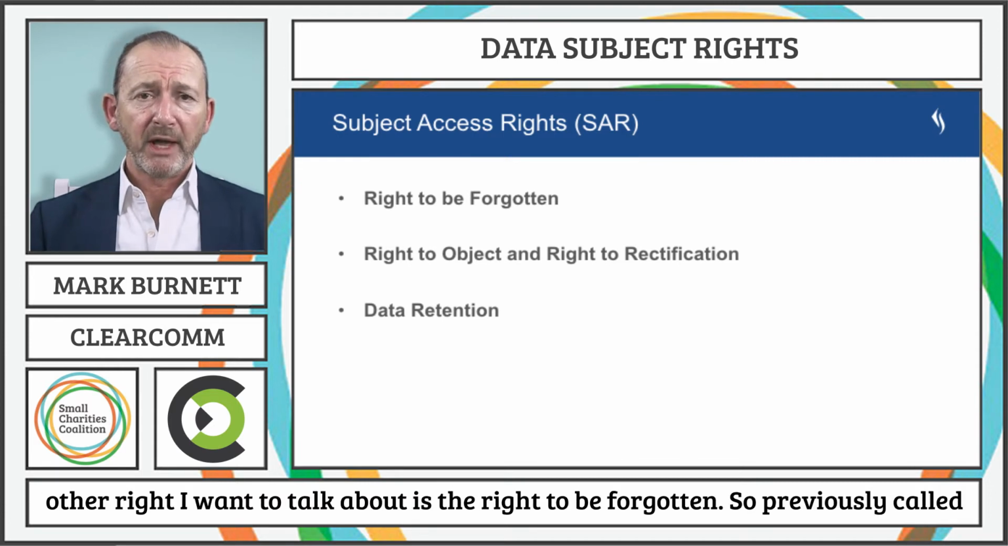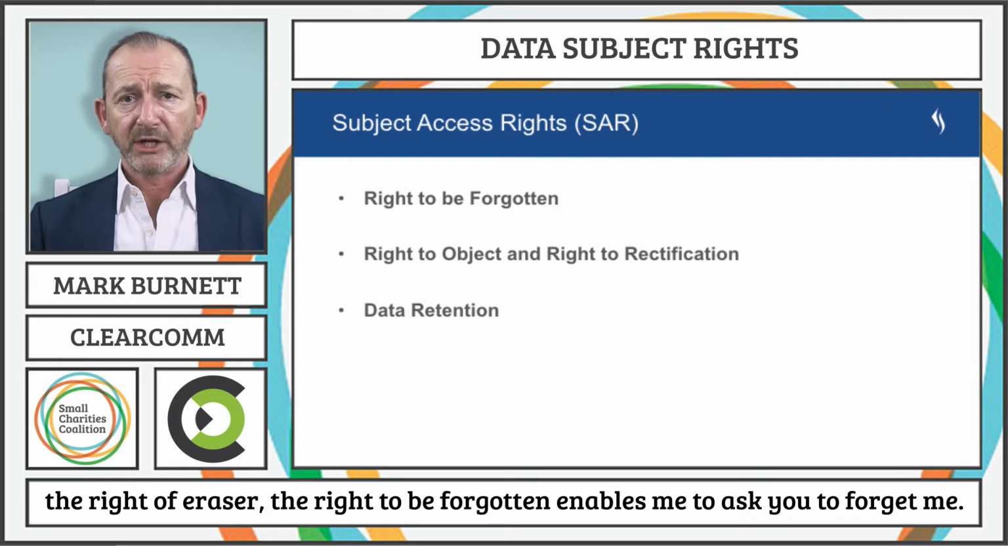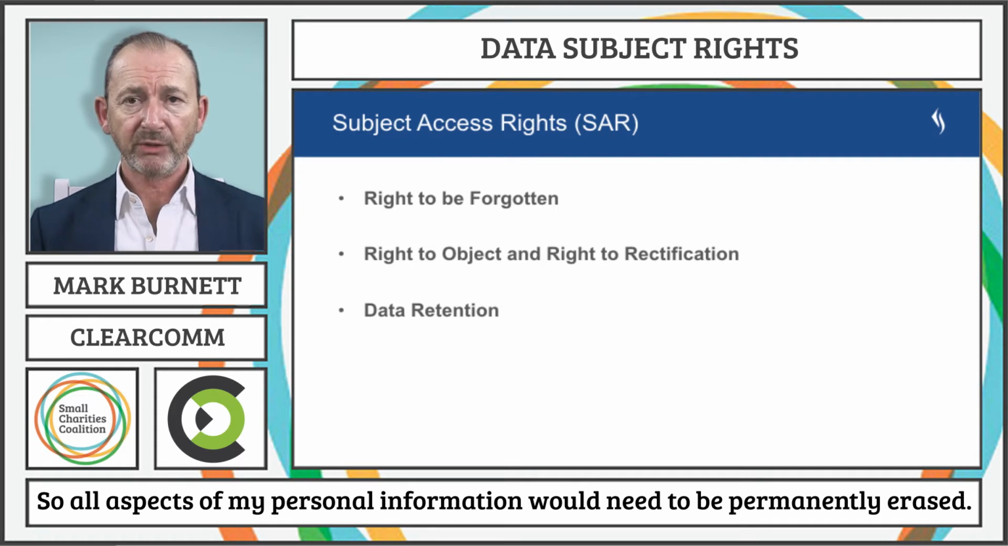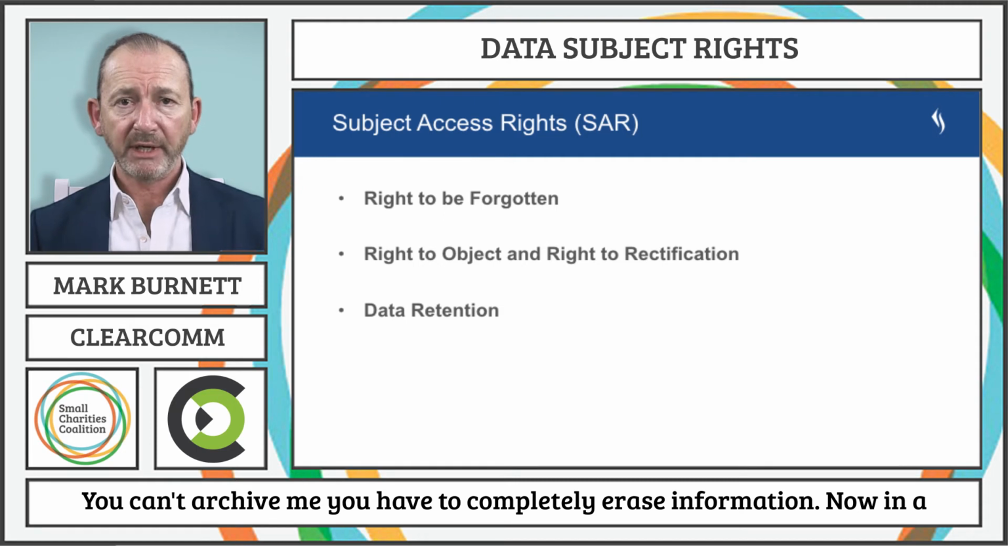The other right I want to talk about is the right to be forgotten. So previously called the right of erasure, the right to be forgotten enables me to ask you to forget me. So all aspects of my personal information would need to be permanently erased. You can't archive me, you've got to completely erase information.